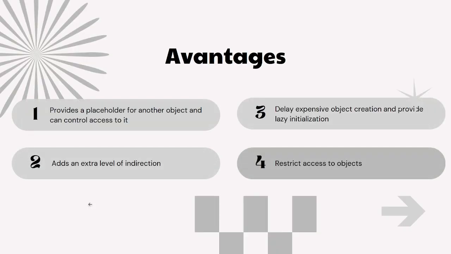So then, about the advantages of the proxy pattern. Using the proxy pattern provides several benefits. First, it provides a placeholder for another object and can control access to it. Second, it adds an extra level of indirection, which can be useful in many situations. Third, it can delay expensive object creation and provide lazy initialization. Finally, it can restrict access to objects and represent an object located in another address space locally.